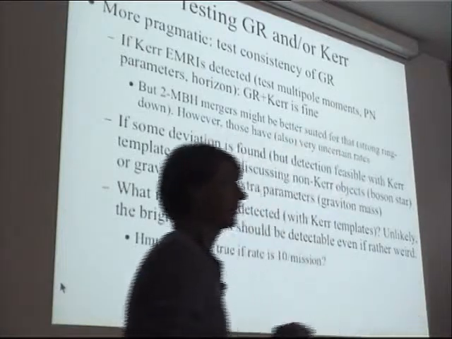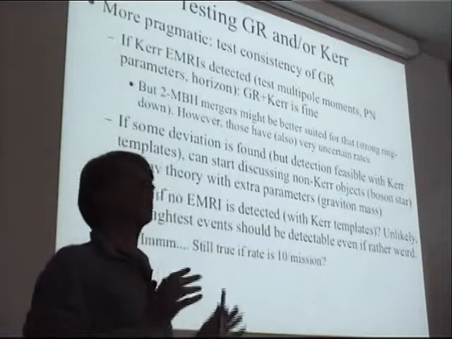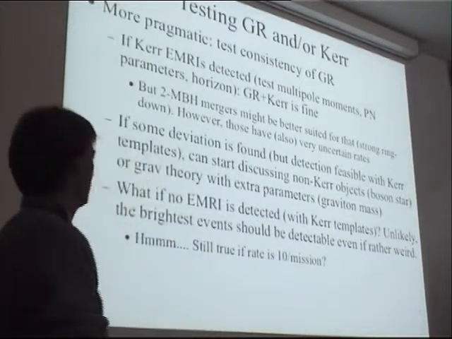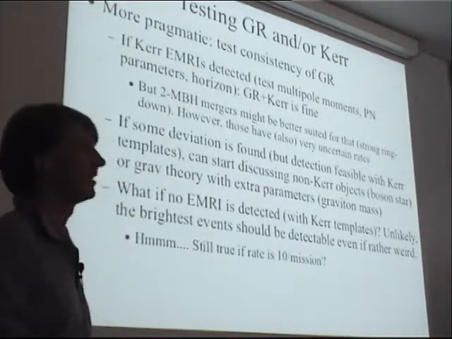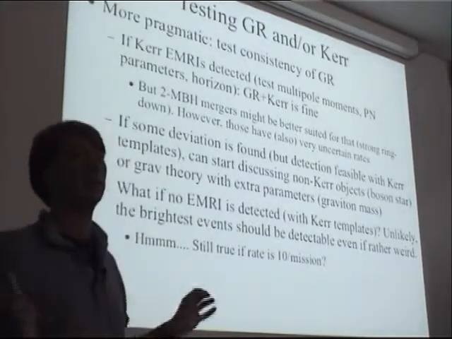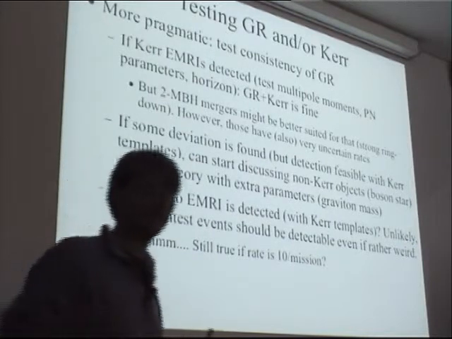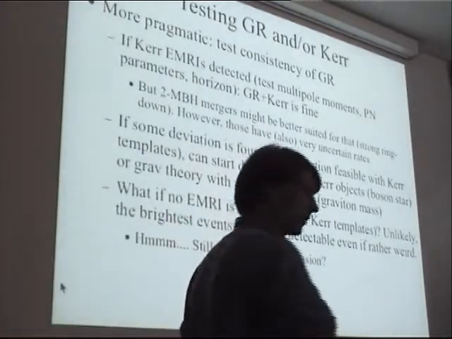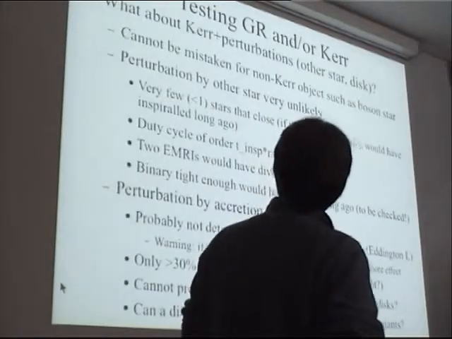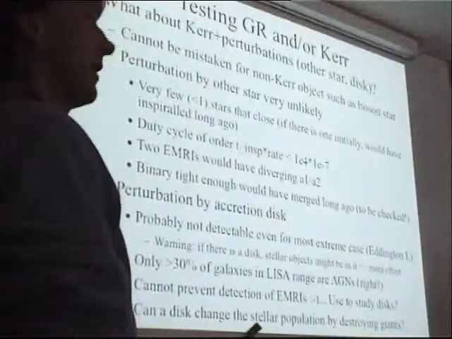So I was a bit surprised that everybody was very enthusiastic: oh, no, there is no problem, because there will always be a bright one. So I wonder, if there are only 10, how bright will the brightest be? Will it be bright enough that you don't need much filtering to actually detect it, and then you can see what it is? OK, last slide. So that's not really testing GR and Kerr, but it's really complementary. Can we detect a dirty black hole?